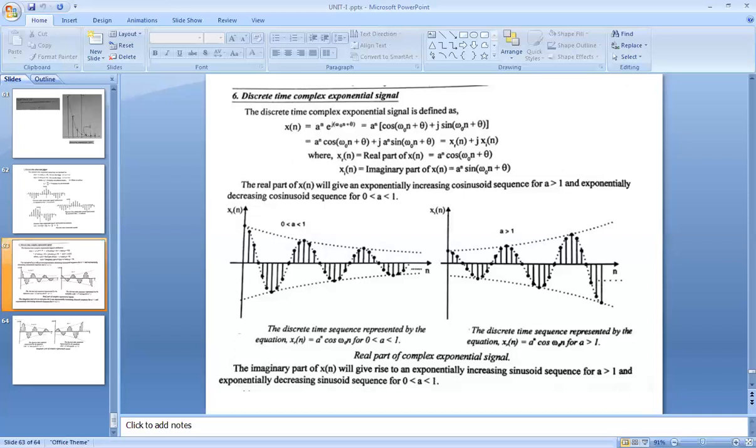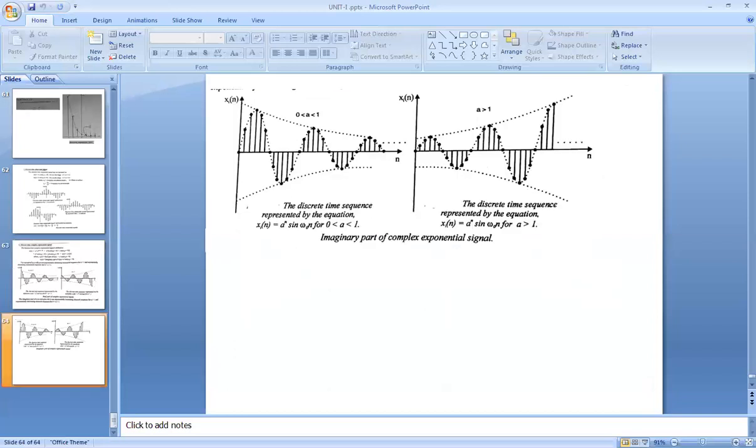Now the last point is the imaginary part of the complex exponential signal. The imaginary part of the complex exponential signal is shown in this slide. Okay, here the cases where the value of a is greater than 1 and where it lies between 0 to 1 are considered. So the first graph shows the value of a lying between 0 to 1, and here the imaginary part is xi of n is equal to a raised to n sine omega 0 n. Okay, the graph will look like this, and when the value of a is greater than 1, the graph will look like this.